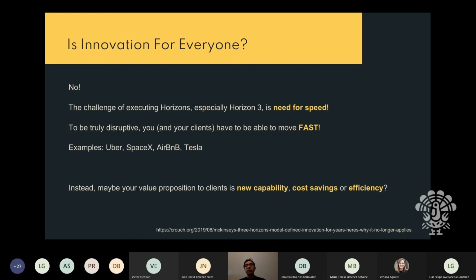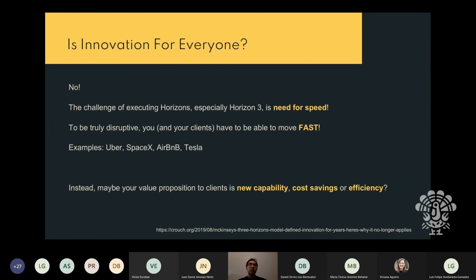But in Horizon 3, if you or your customer is very much Horizon 3, I think one of the few ways you can succeed there is by being very fast. Examples are Uber, SpaceX, Airbnb, Tesla. They move very fast, and if they make mistakes, everyone hears about it, and it also happens very fast. But they also pivot, pick up the pieces, and continue again very fast.